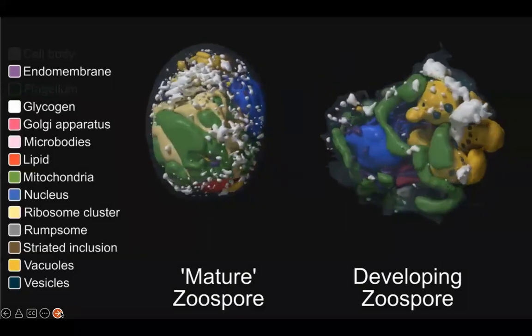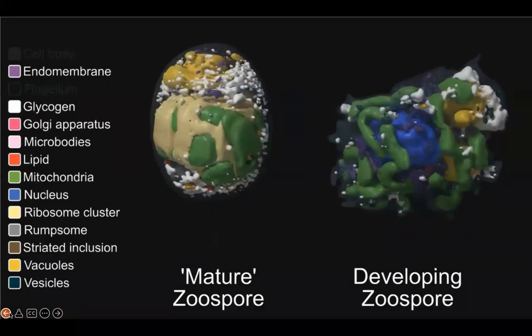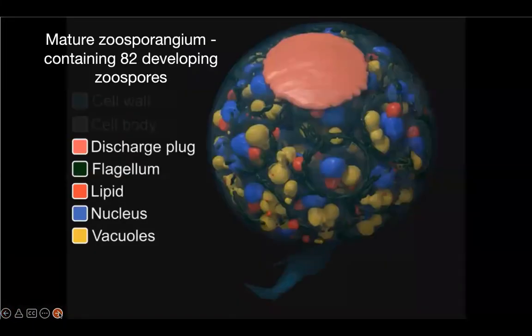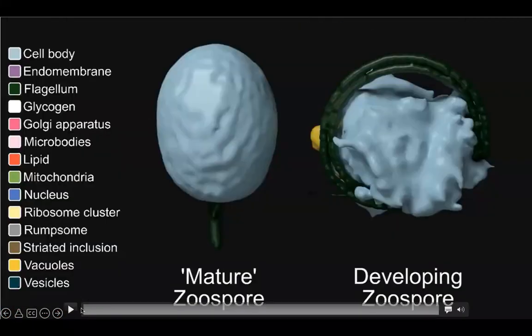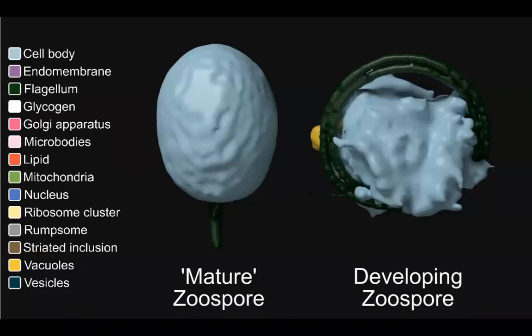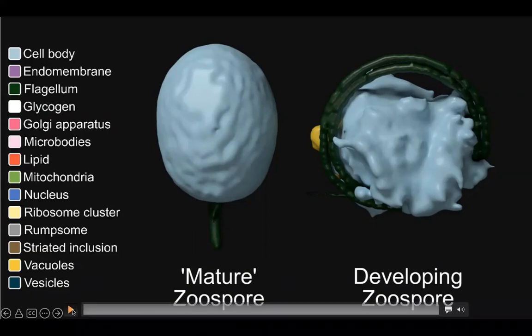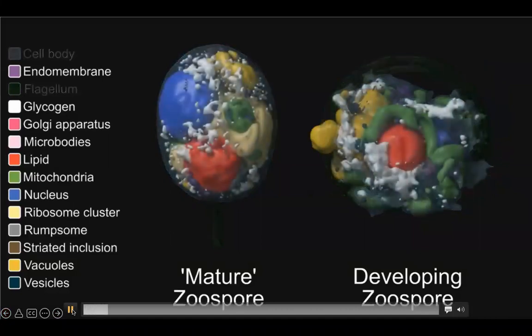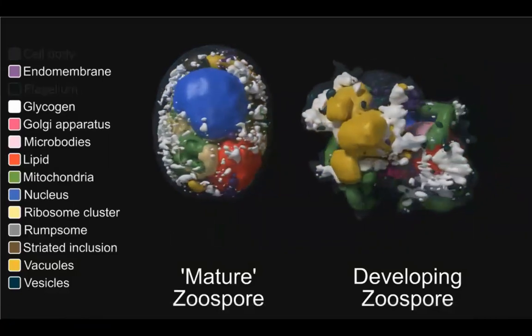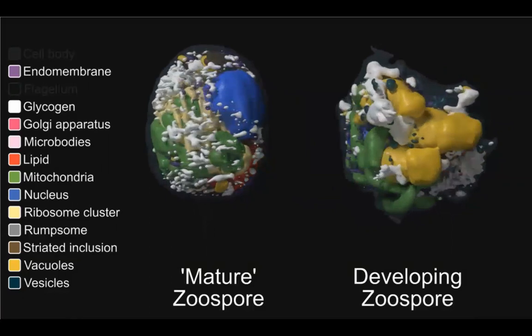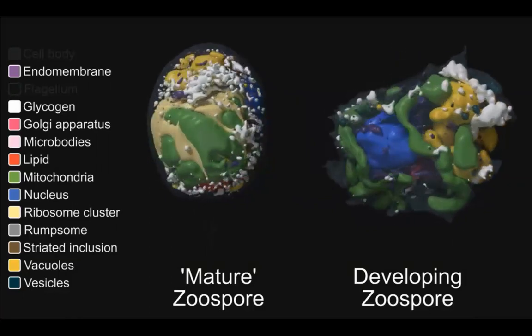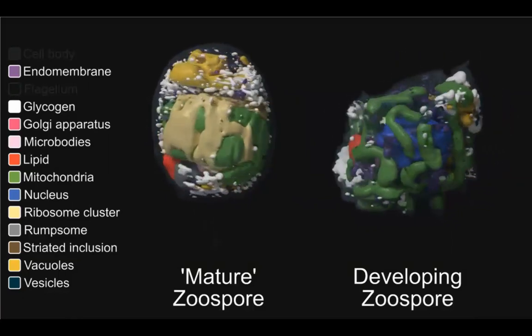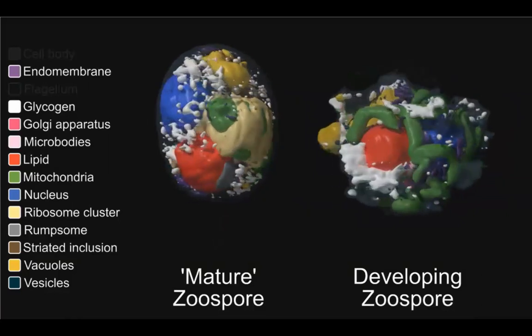In fact, let me do that again, because perhaps the most exciting thing for me was the way that the flagella wraps so neatly around the developing zoospore. I wasn't expecting to find that, and that was particularly cool. But what's really important from an evolutionary perspective and the biological perspective is this amoeboid nature of the developing zoospore versus the mature swimming zoospore.